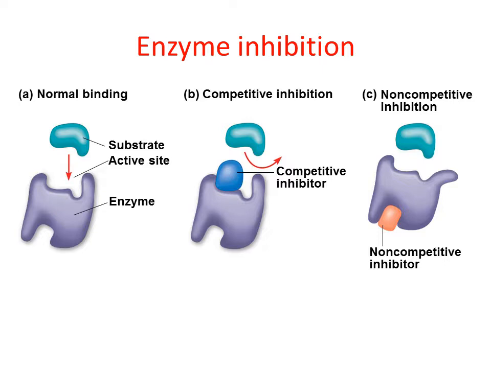Let's look at enzyme inhibition. Enzymes will normally bind a substrate in the active site. But sometimes a drug or another molecule can actually bind to that same active site. If it can bind to that active site, then it is competing for that active site. We're going to call that competitive inhibition.